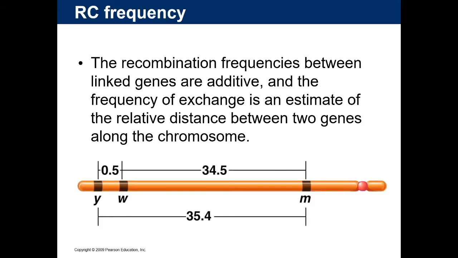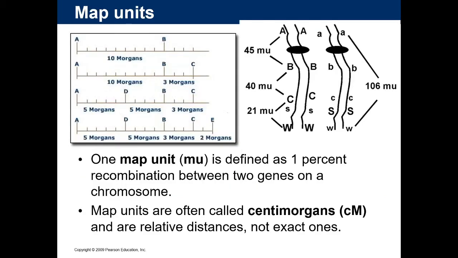Recombinant frequency. The recombinant frequencies between linked genes are additive, and the frequency of exchange is an estimate of the relative distance between two genes along the chromosome. Map units. One map unit is defined as 1% recombination between two genes on a chromosome. Map units are often called centimorgans and are relative distances, not exact distances.